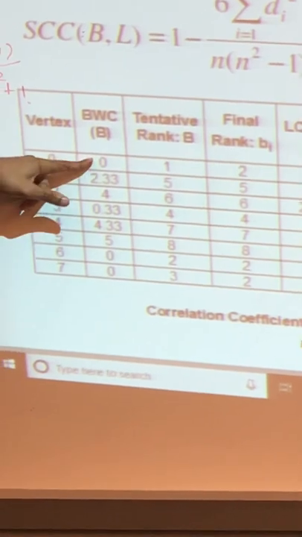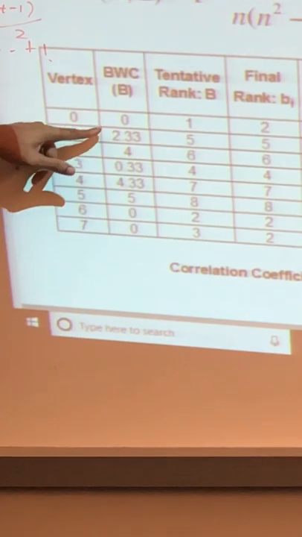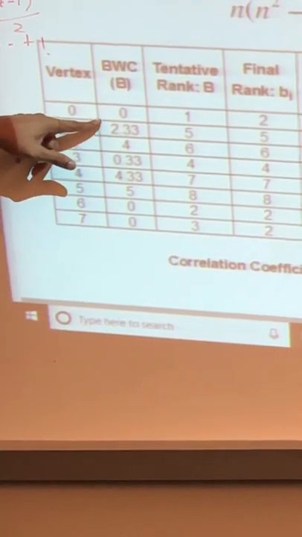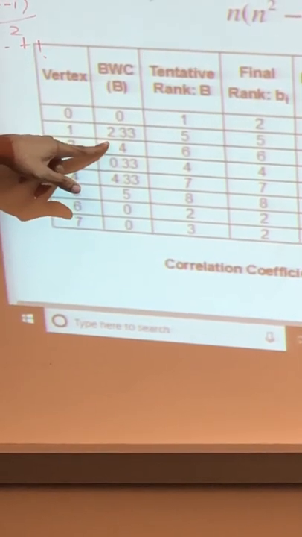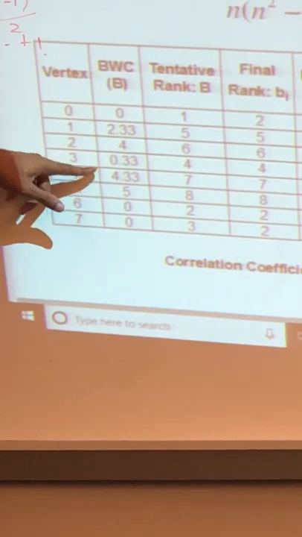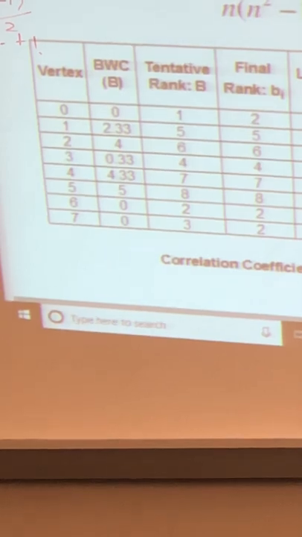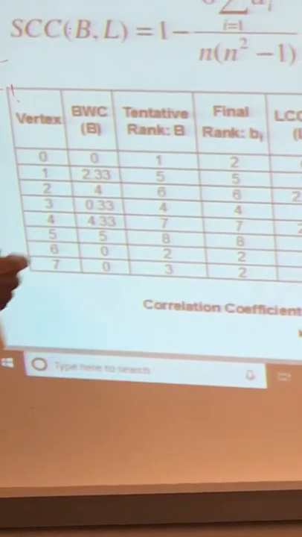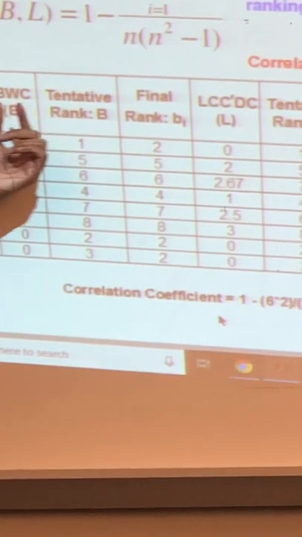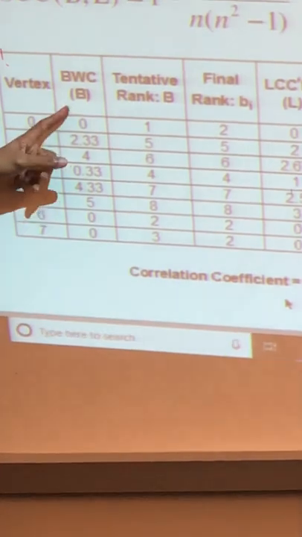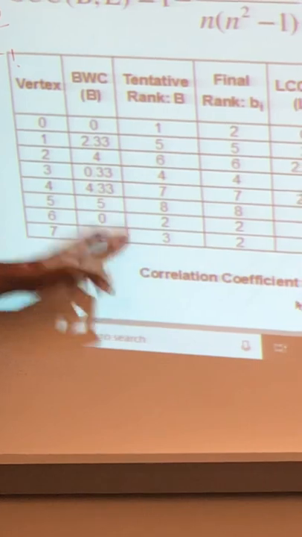The next smallest value is 0.33, so that is rank 4. The next smallest value is 2.33, so that is rank 5. The next smallest value is 4, that is rank 6. The next smallest value is 4.33, rank 7. Then you have 5, which is 8. So the largest betweenness means you have a larger rank number. The tentative rank numbers are unique. If there's a tie, break the tie based on the vertex ID. So that's the tentative rank.